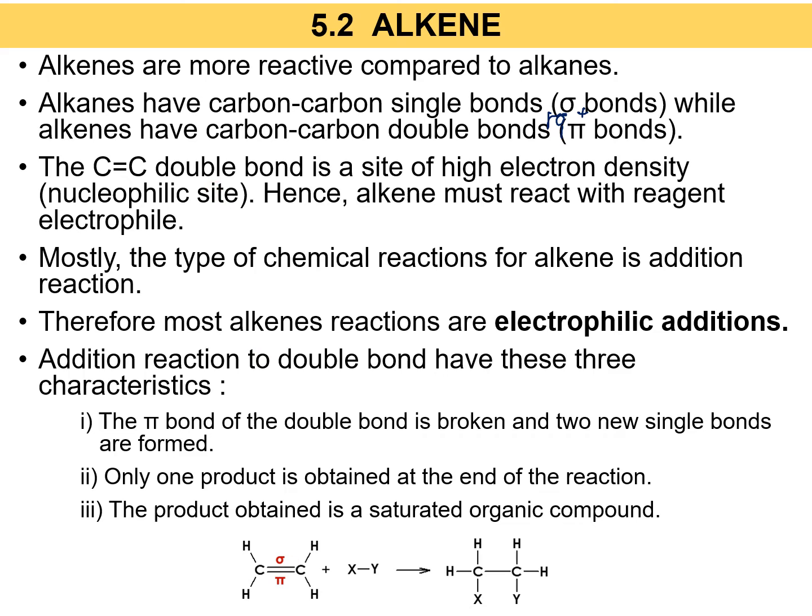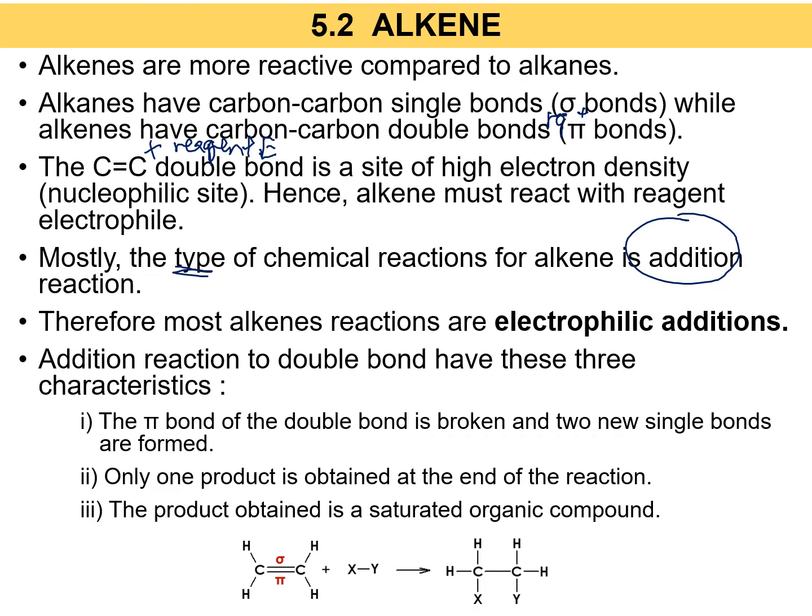So a nucleophilic site is paired with a reagent that is electron-poor, which we call an electrophile. Okay, an electrophile is an electron-poor reagent. And mostly the type of chemical reactions of alkenes is addition reaction. We have learned there are 4 types of chemical reactions, which are substitution, addition, elimination and rearrangement. But alkenes mostly undergo addition reaction.